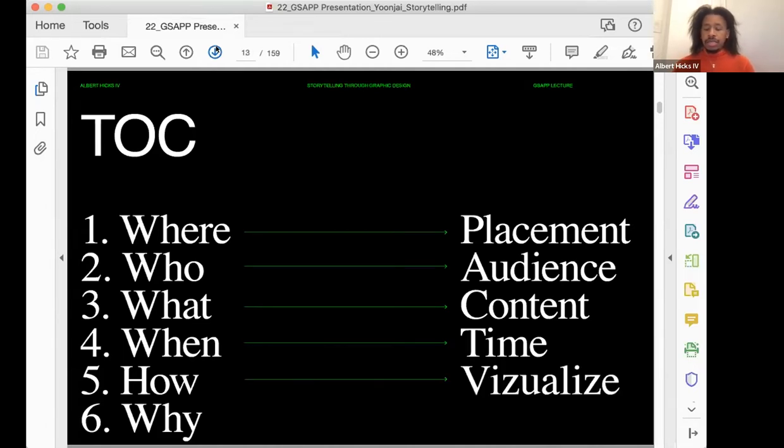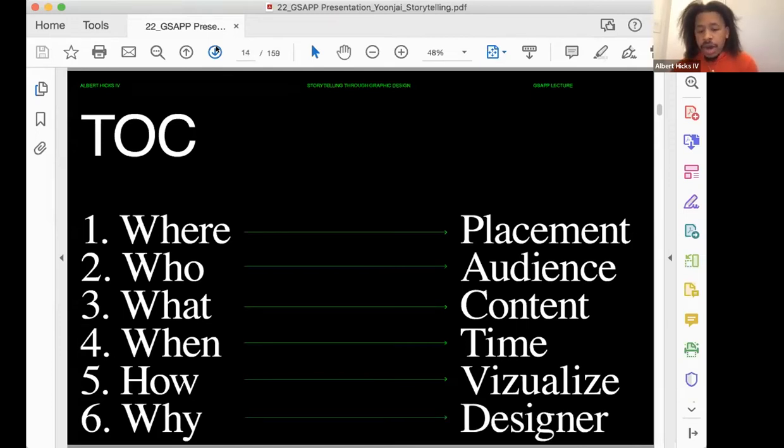How is thinking of ways to visualize the stories. And lastly, why. And I have designer here, which I'll touch on later in the lecture, but I think why is special. It really is a point that I can elaborate for myself, but other designers would have their own why, and I'll get there.